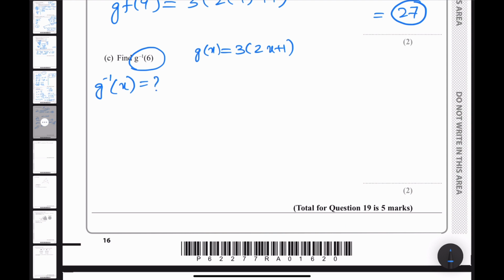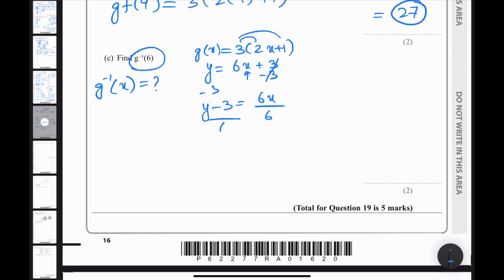So in order to find it out, I'll put this function equals to y. So y equals to, let's expand the bracket. It will become 6x plus 3. Now I have to make x as my subject. So it will be like minus 3 on both sides. So it will become y minus 3 equals to 6x.